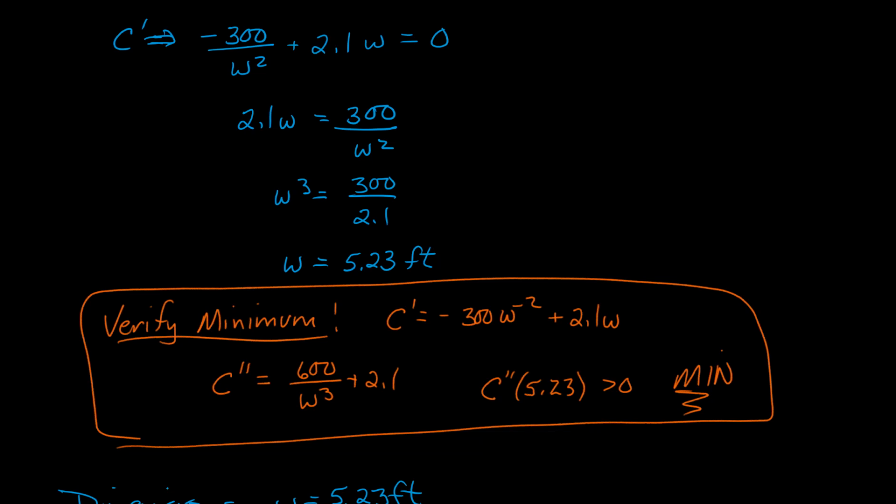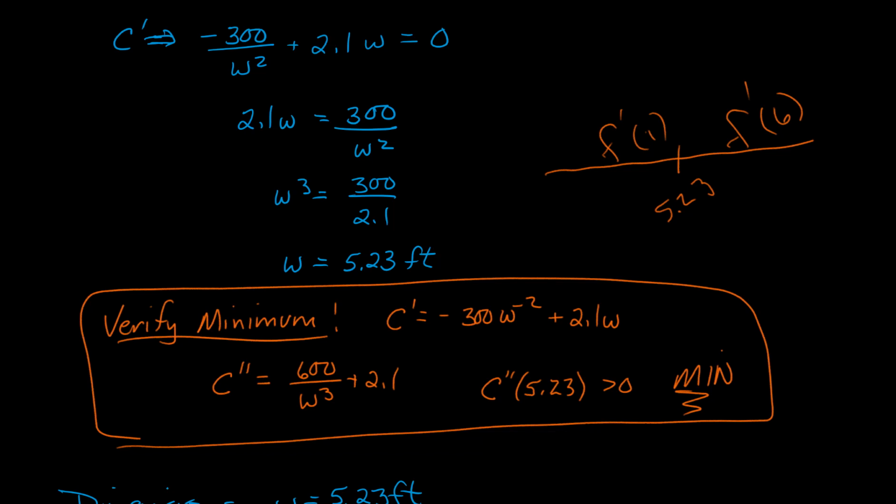Before we go any further, let's verify that this truly is a minimum. There are two ways to verify it's a minimum. One of the things that I could do would be the first derivative test with the 5.23 here. And I could evaluate the first derivative at something like 1, that's to the left of 5.23, and the first derivative at something like 6 to the right. But that looks like kind of a pain.